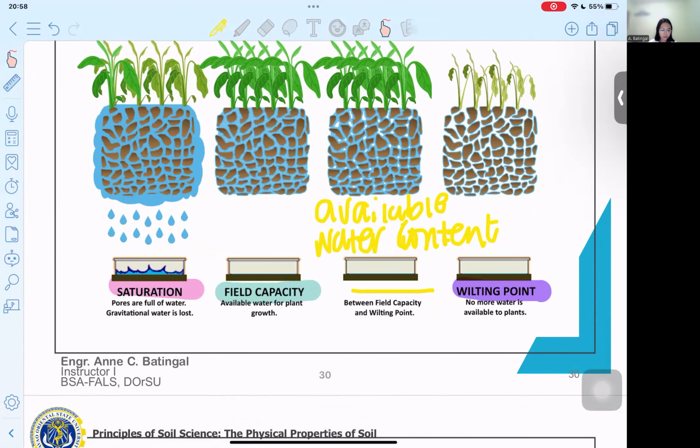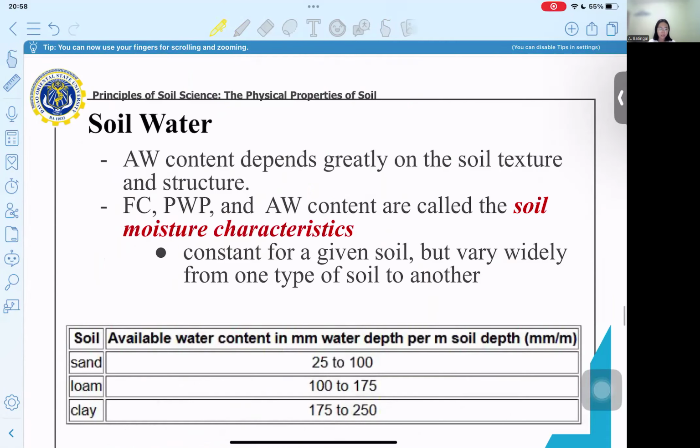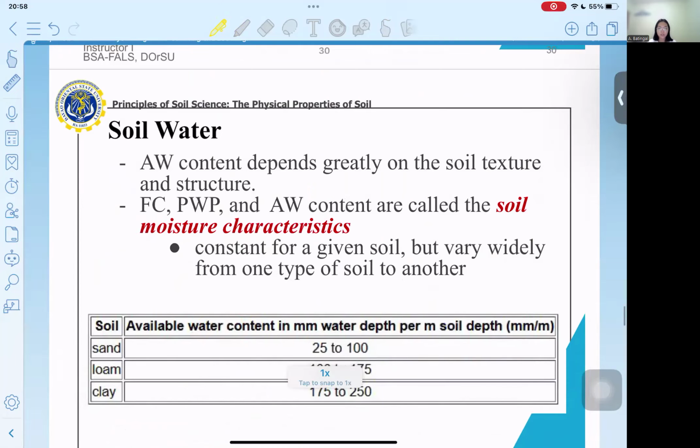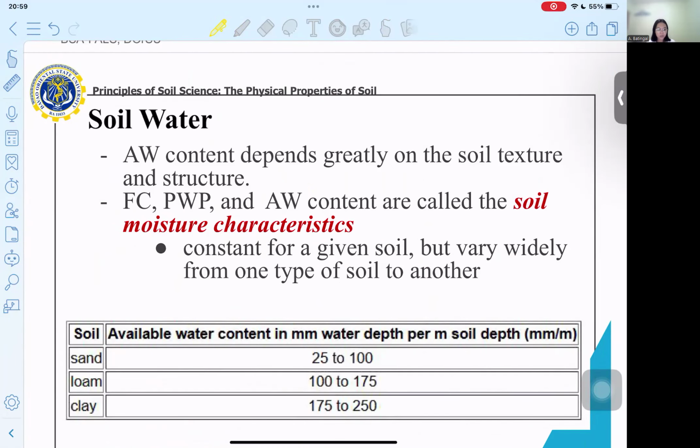So soil water content, or available water rather, depends greatly on the soil texture and structure. Again, field capacity, permanent wilting point, and available water content are called your soil moisture characteristics. These characteristics are constant for a given soil, but they vary widely from one type of soil to another.